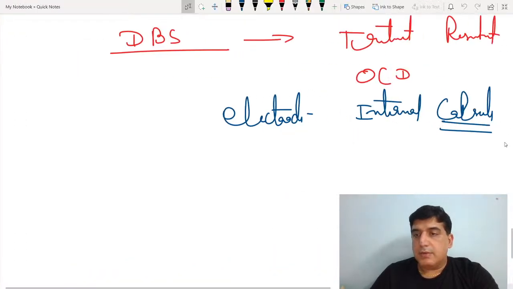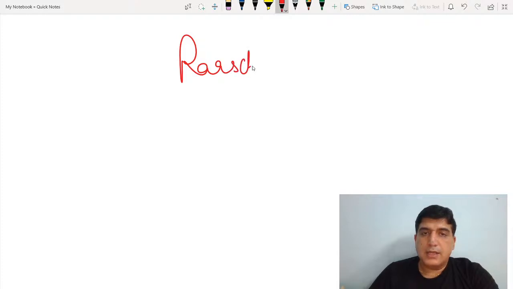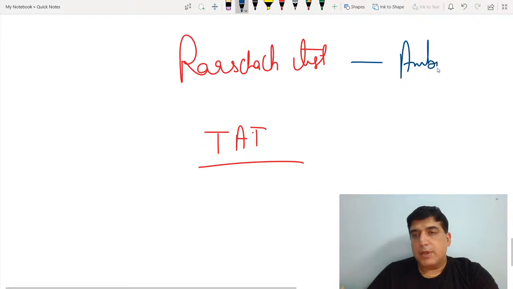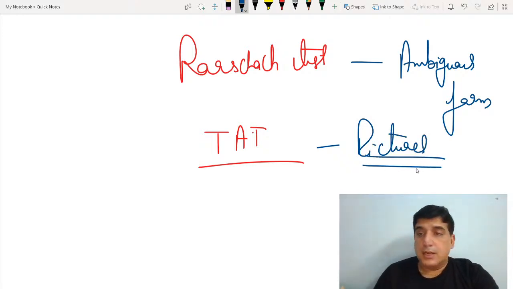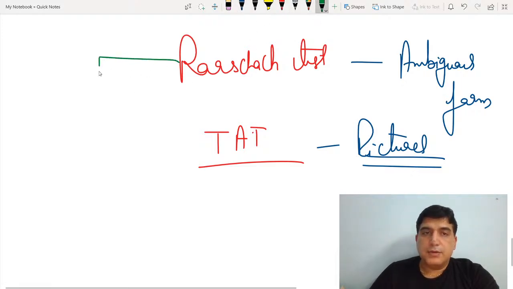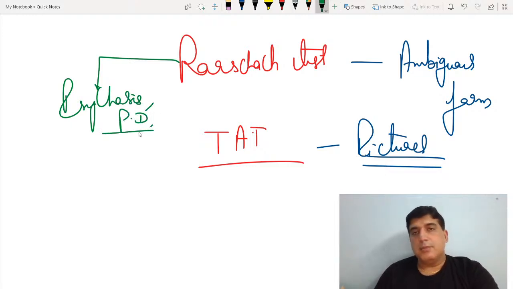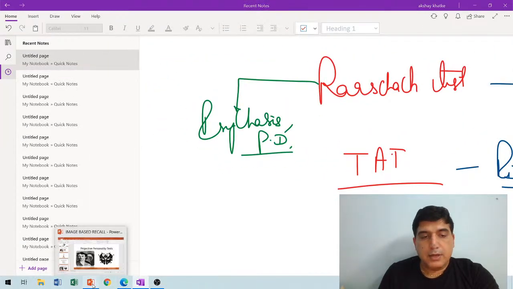In projective tests we have the Rorschach test and the thematic apperception test. In the Rorschach test we show ambiguous forms, and in the thematic apperception test we show pictures. The Rorschach test we use for diagnosis of psychosis and personality disorder. These are the important pictures they can ask.